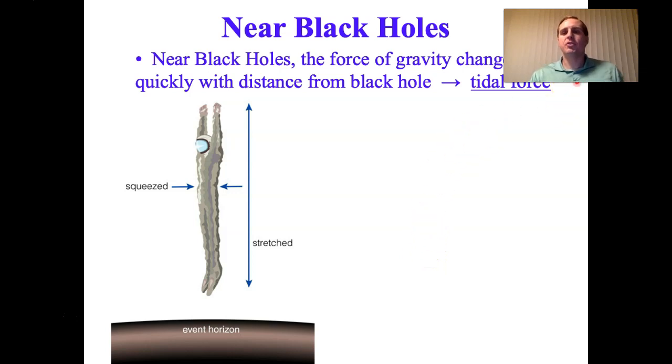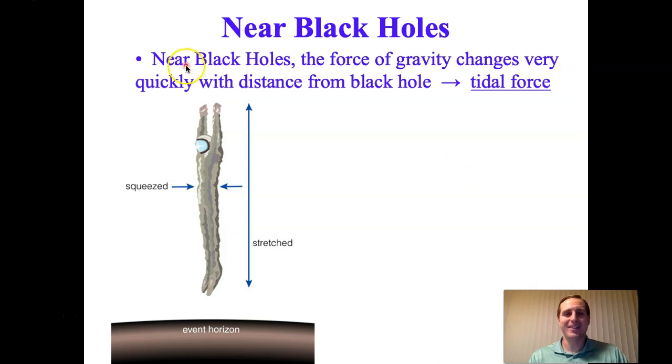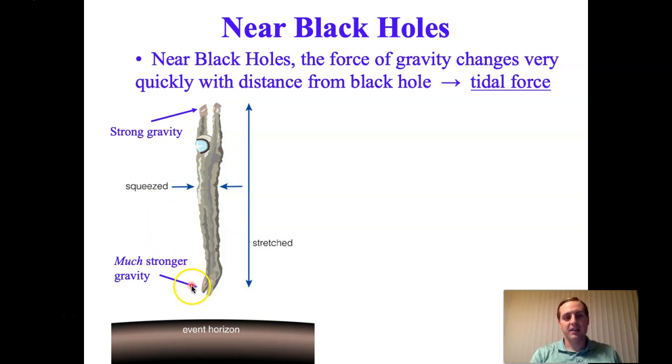Now, what happens when you're very close to a black hole? Well, bad things, man, bad things. Near black holes, the force of gravity changes very quickly with distance from the black hole. This is known as a tidal force. Notice that when your arms are a little further from the black hole, they undergo strong gravity. But your feet, let's say your feet are closer to the black hole, they experience much stronger gravity. So you're stretched vertically and you're squeezed horizontally.